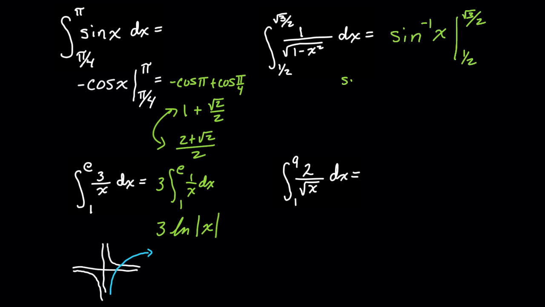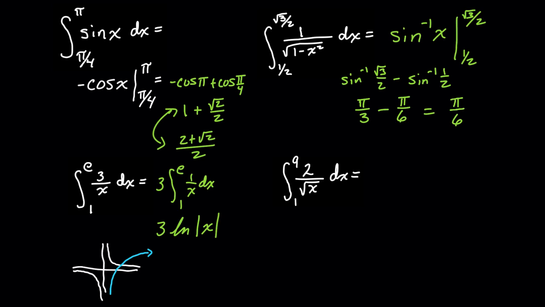And so if we evaluate sine inverse of root 3 over 2 minus sine inverse of 1/2, this is asking what is the angle where the y value is root 3 over 2, and that is pi over 3, minus the angle where the y value is 1/2, and that is pi over 6. Now this would be the same thing as saying 2 pi over 6 minus 1 pi over 6, which will give us 1 pi over 6.